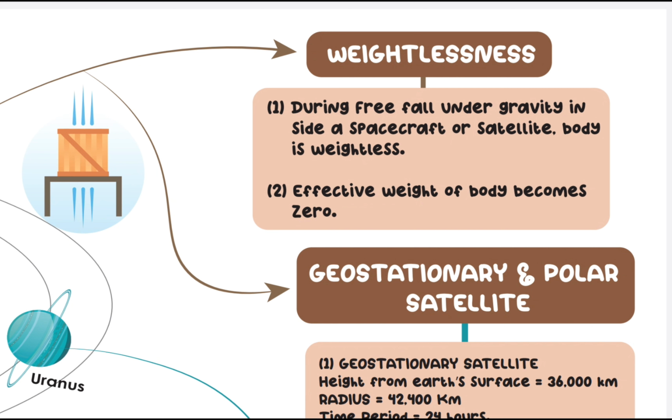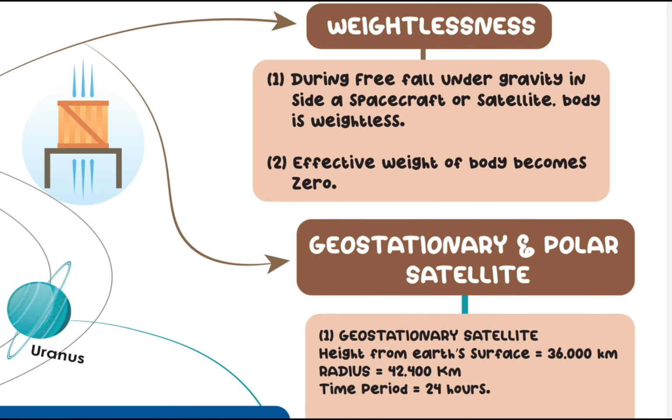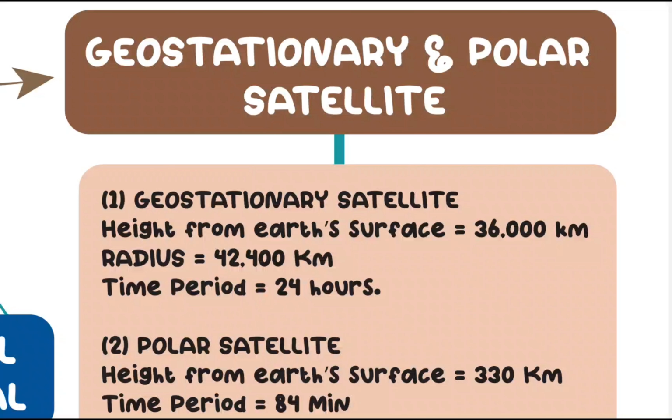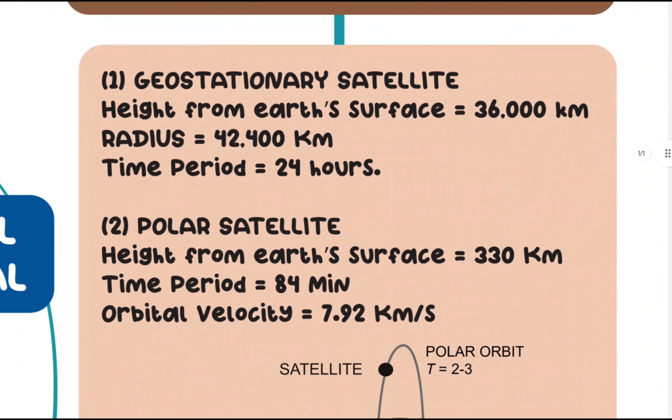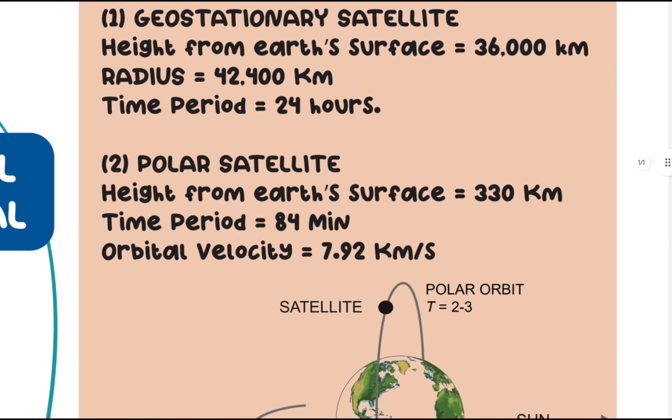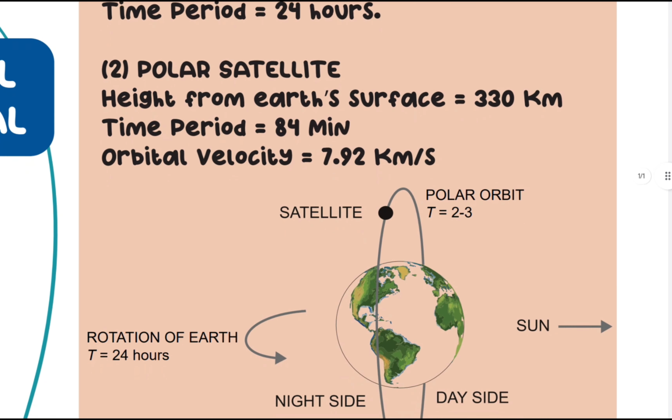Weightlessness. During free fall under gravity inside a spacecraft or satellite, the body is weightless. The effective weight of the body becomes 0. Geostationary and polar satellites. Geostationary satellite: height from Earth's surface equals 36,000 km, radius equals 42,400 km, time period equals 24 hours. Polar satellite: height from Earth's surface equals 330 km, time period equals 84 minutes, orbital velocity equals 7.92 km per second.